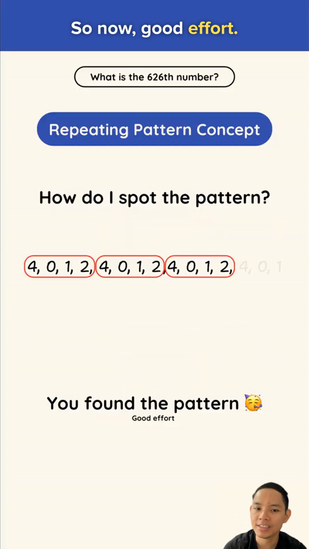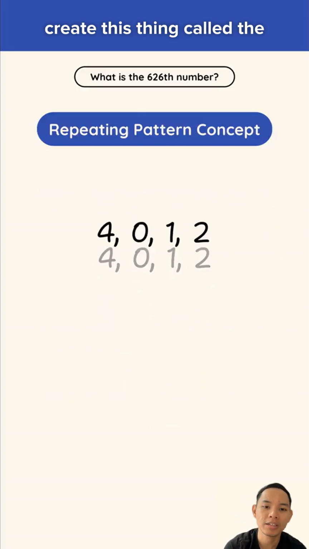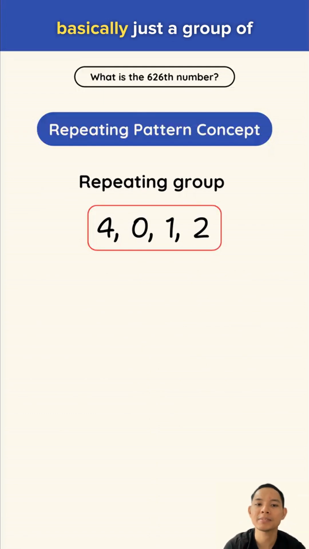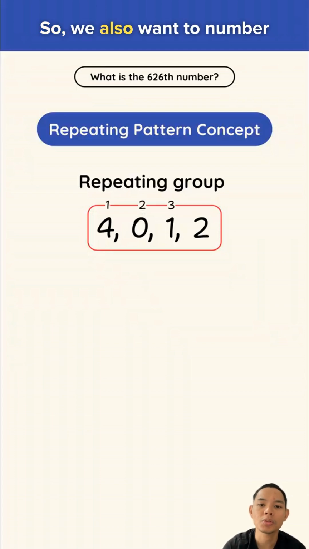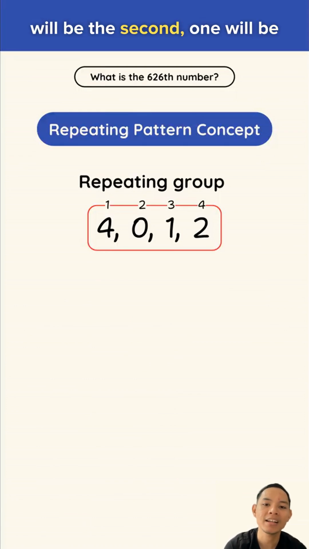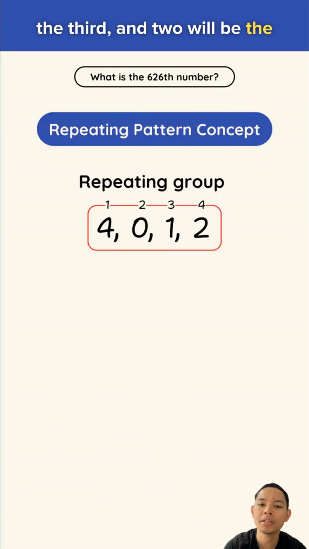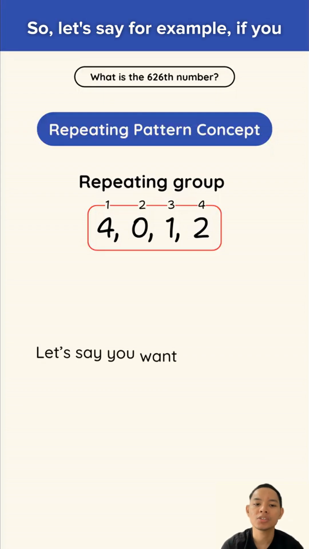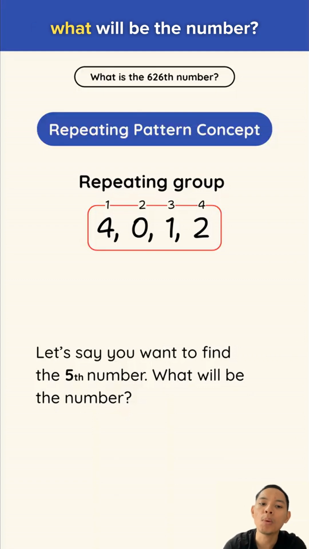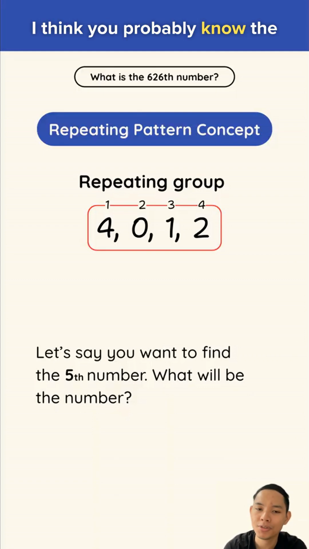Now, good effort. The next thing is we want to create this thing called the repeating group. The repeating group is basically just a group of numbers that is repeated in the pattern. So we also want to number them. 4 will be the first, 0 will be the second, 1 will be the third, and 2 will be the fourth number. So let's say, for example, you want to find the fifth number, what will be the number? I think you probably know the answer.